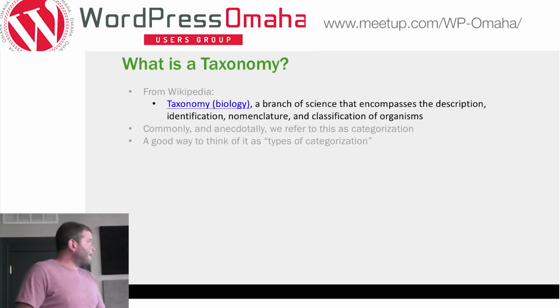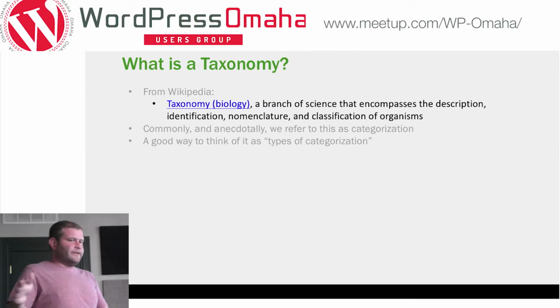So, taxonomy is kind of a weird word. It's like, what does that mean? And I've just pulled from Wikipedia because they said it best. The branch of science that encompasses the description, identification, nomenclature, and classification of organisms. In short, it is the science of creating categories for different things.